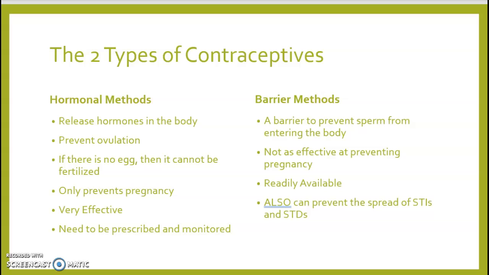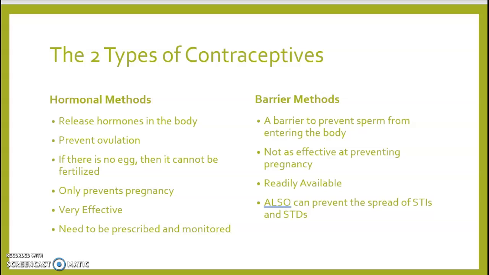Barrier methods are just that. The barrier is preventing sperm from entering the female's body. It's not as effective at preventing pregnancy. It's readily available. And one of the big pros is that it can prevent STDs and STIs.